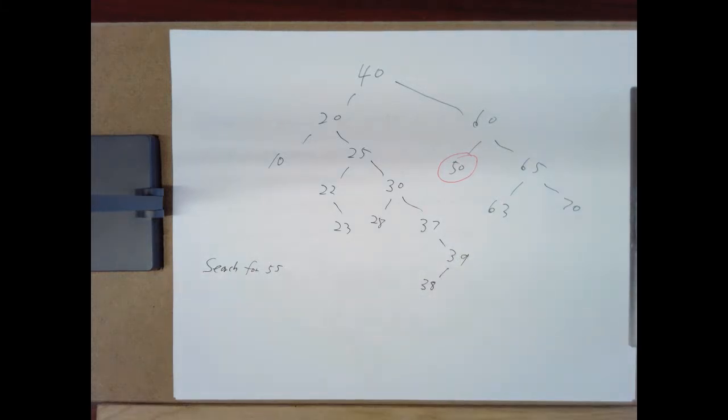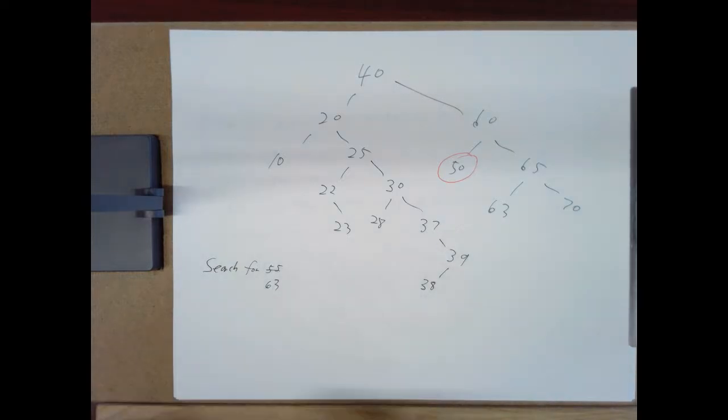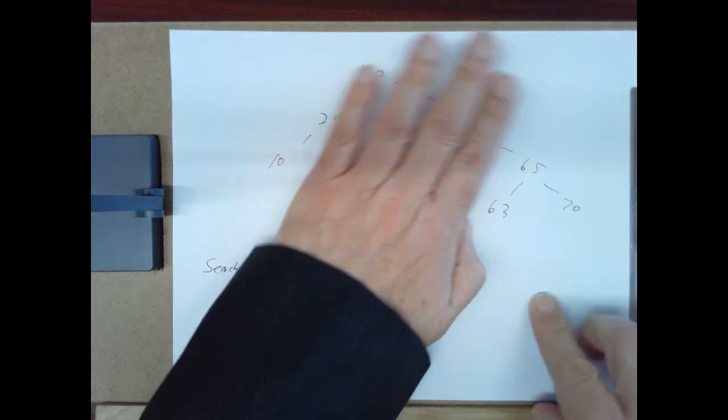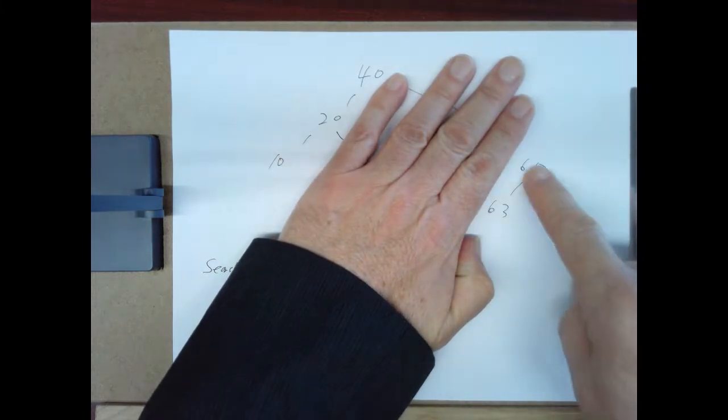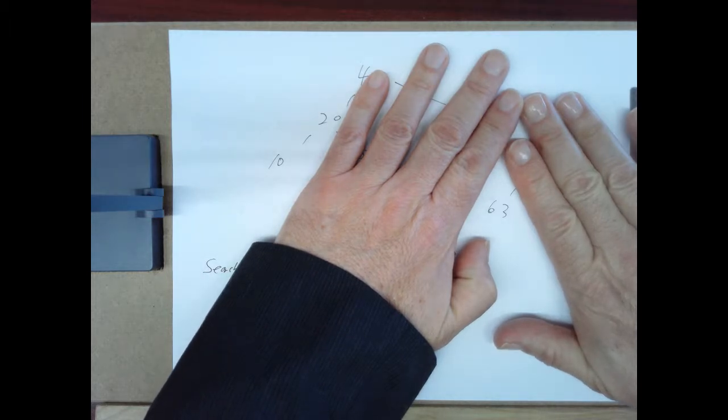Now if we search for 63, same thing happens. It's bigger than 40, so we search here. It's bigger than 60, so it's got to be in here. It's smaller than 65, so it's got to be in here. We compare it to the root. It's equal to 63. It's in our original tree.